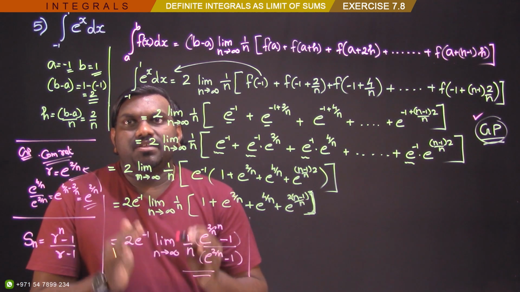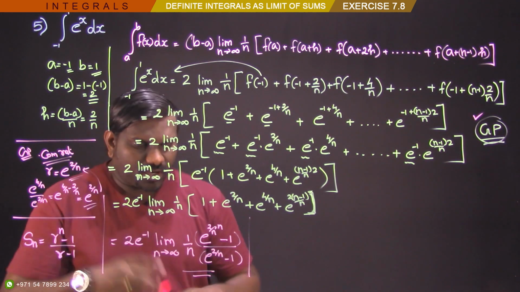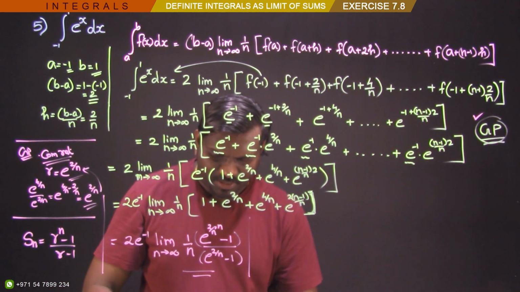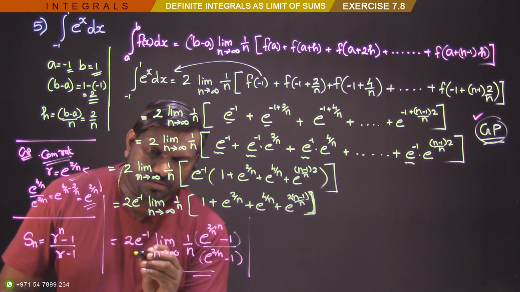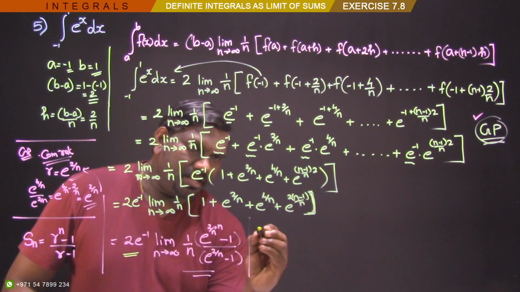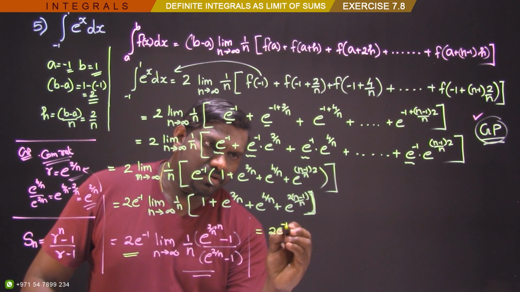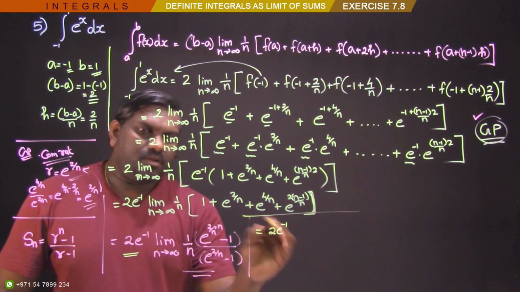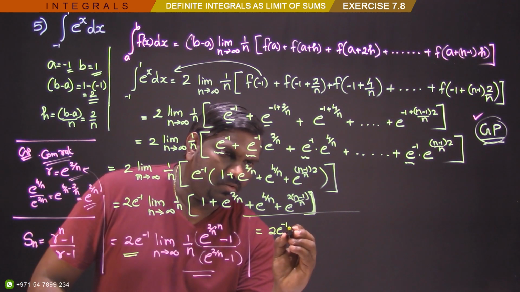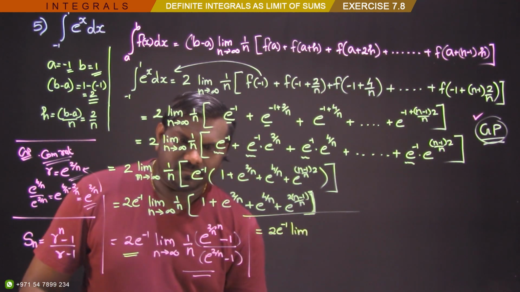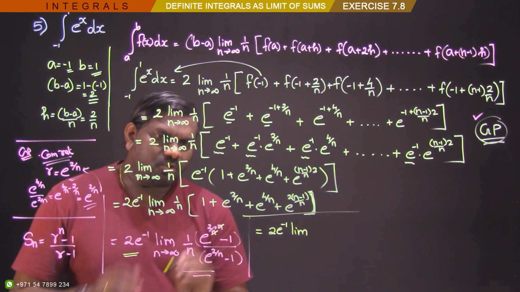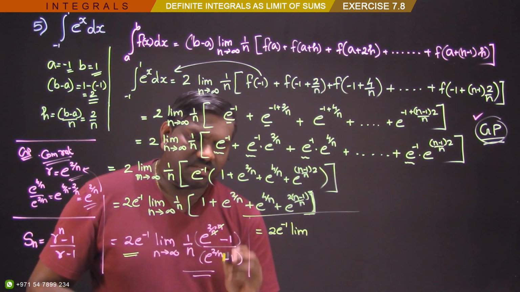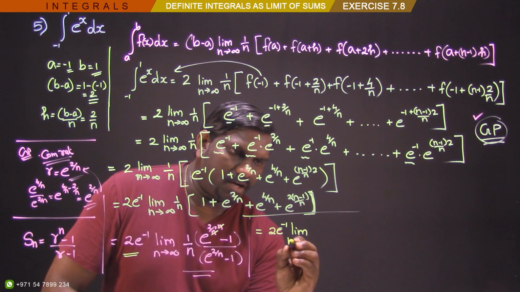Very important. Just be careful with what I am telling you, dear. Now this one, let it be there. 2 e inverse, let it be there. Now limit, this 2 could be cancelled. So think about it, it will come like this. Write one more step.